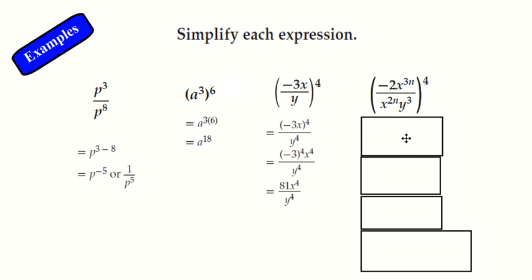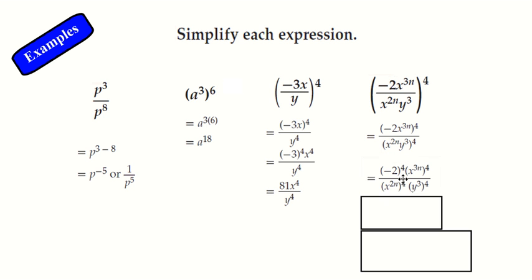Likewise, over on the right-hand side, these get really complicated here. So negative 2 raised to the fourth power, x to the 3n raised to the fourth. And down in the denominator, we have x to the 2n, y to the third, all raised to the fourth power, and we have to multiply these exponents down here.